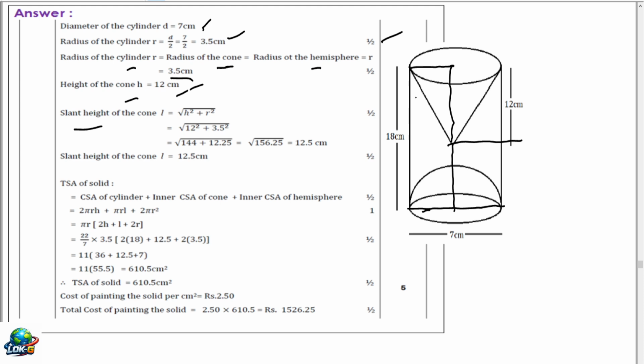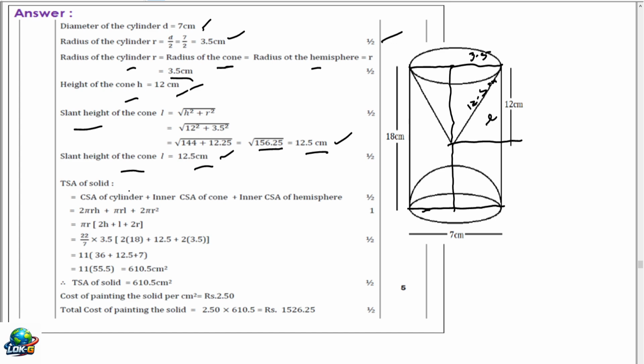The slant height of the cone is L. The base radius is 3.5 centimeter and the height is 12. Using the formula root of h square plus r square, 12 square plus 3.5 square, 12 square is 144, 3.5 square is 12.25, 156.25, the square root will be 12.5 centimeter. Therefore, the slant height of the cone is 12.5 centimeter.